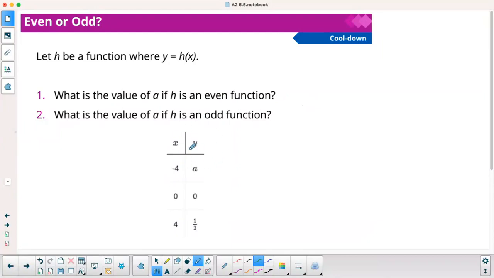So if this is an even function, 4 and -4, we got those right here. So if it's even, you're going to have the same y coordinates. So this would also be 1/2. So what's the value of a if it's odd? So opposite x's will have opposite y's. So that would be -1/2.